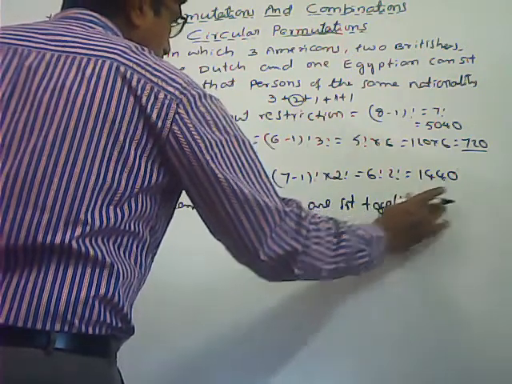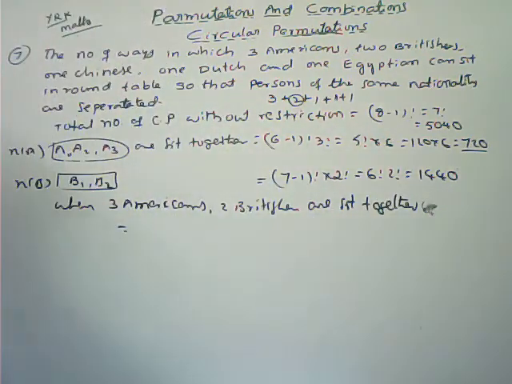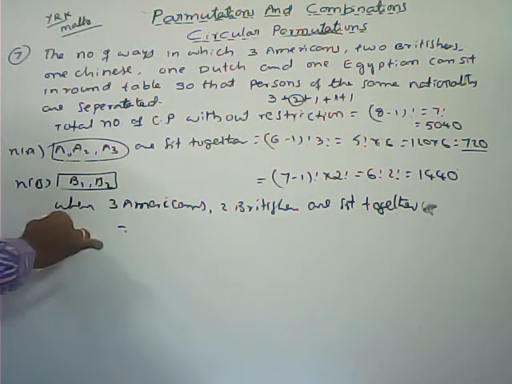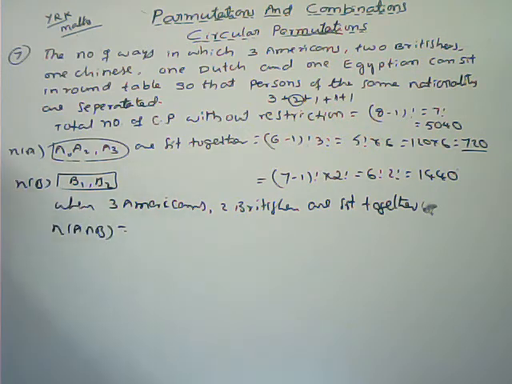B1, B2, that is equal to this one. I am taking n of A in section B, common. I am taking that one, so this one I have to subtract.